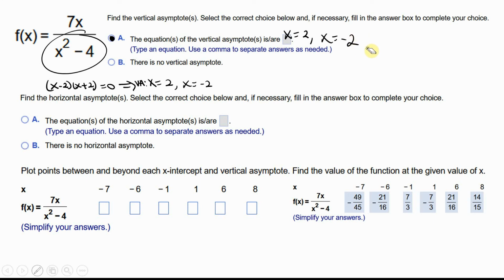The horizontal asymptote: here the degree of the numerator is less than the degree of the denominator. So the horizontal asymptote is the line y equal to 0.